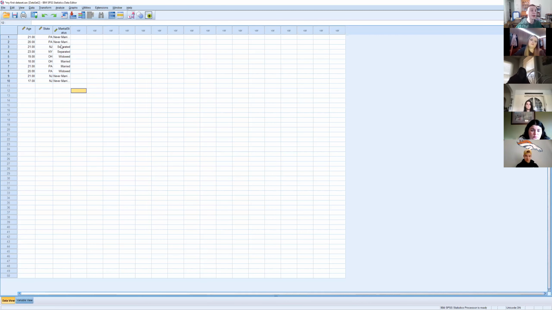Now it's automatically popping up as the value labels because I haven't unclicked this thing. If we go back to that, it's just showing the numbers again. Okay, so this is a nominal variable.